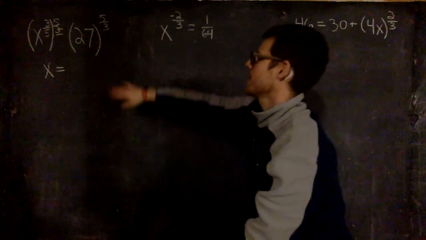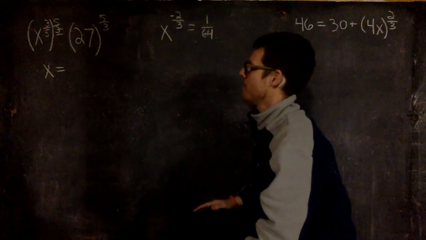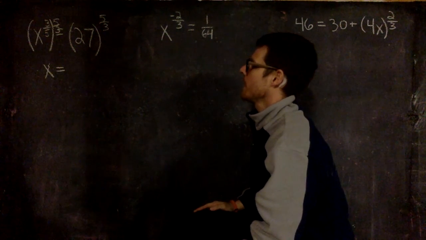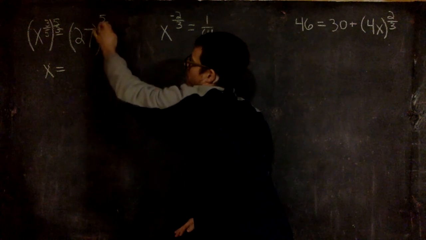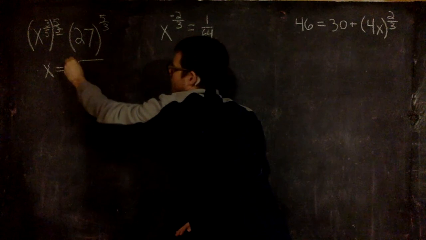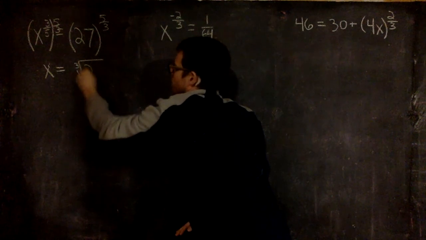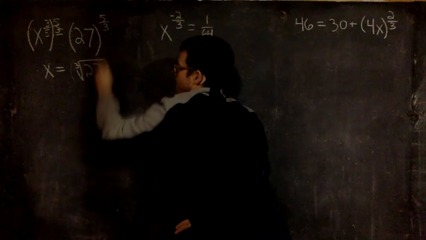Now the right side, I still need to figure out what is 27 raised to the 5/3 power. Well, if I rewrite that in a better way, I can take this 3 that was the denominator and say it's a cube root. So what I'm really looking at now is the cube root of 27, and then I'm going to raise that answer to the 5th power.